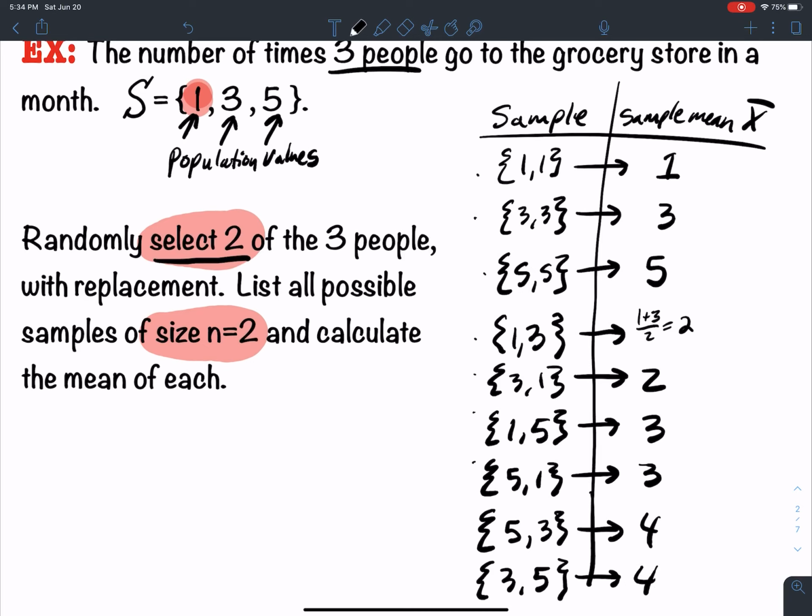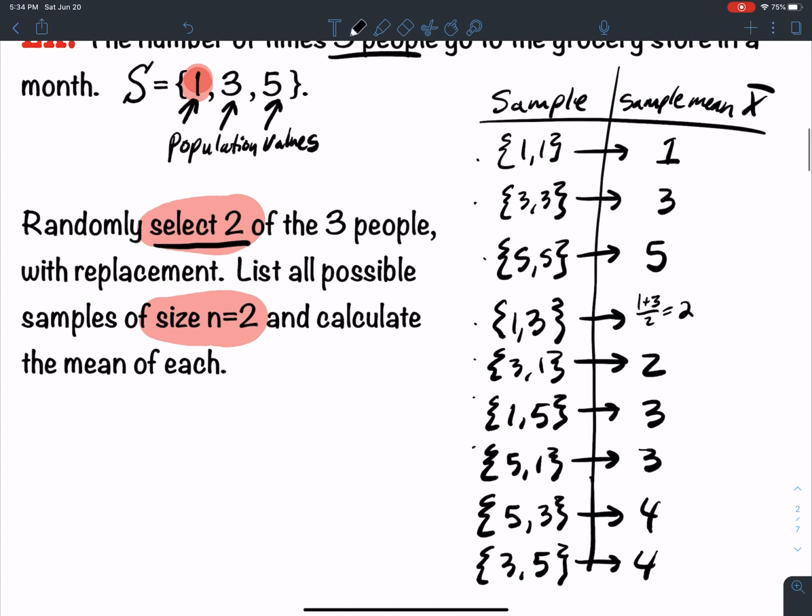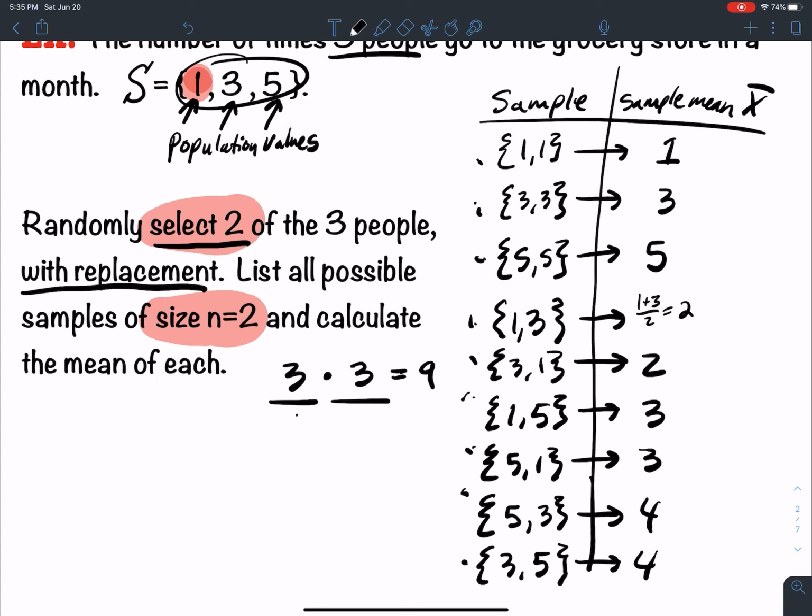Well, let's think about it. How many is a counting question, right? If I'm selecting 2 people, there are 2 positions. I have 3 to choose from on the first one. And then since I can replace and pick the same person, I'm drawing with replacement, right? I can pick the same person again. There's 3 to choose on the second one. So how many total? That's 9 total. So 1, 2, 3, 4, 5, 6, 7, 8, 9. So that's all of them.